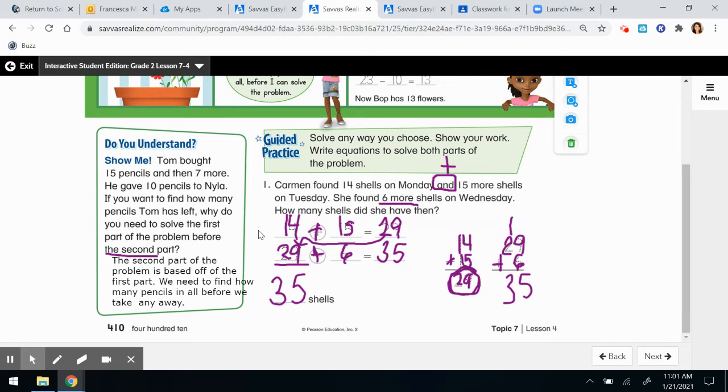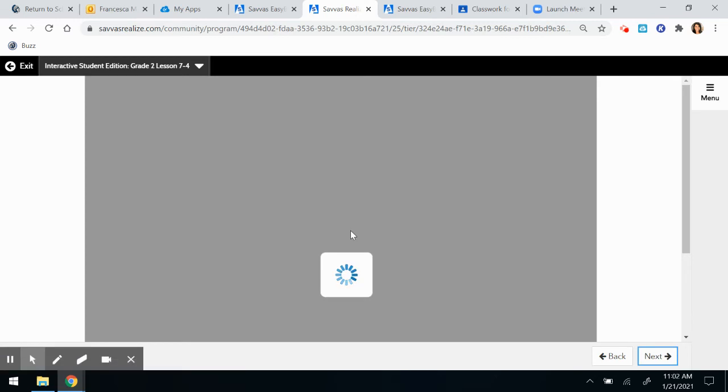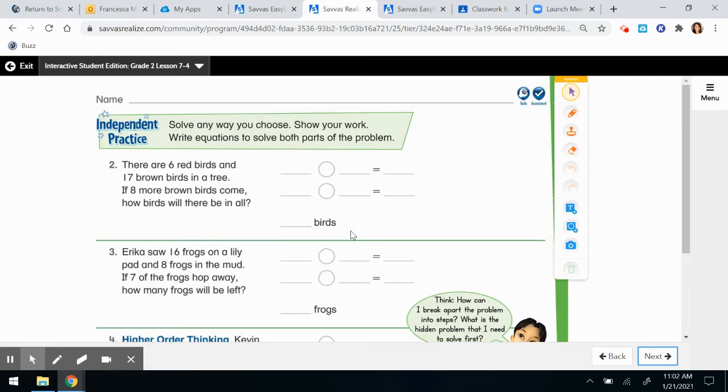I'm going to pause there, let you pause it, and I'm going to keep going. We're going to do one together, and I'll let you do one by yourself. Let's do number 2 together. It's just more word problems. 3 by yourself. I'll read it to you in a minute.